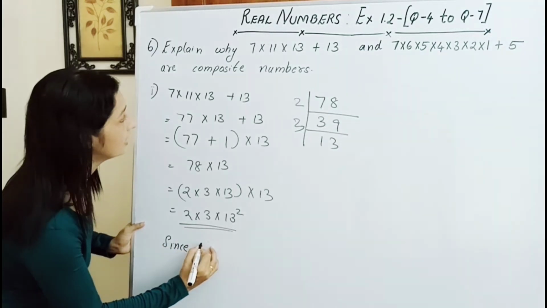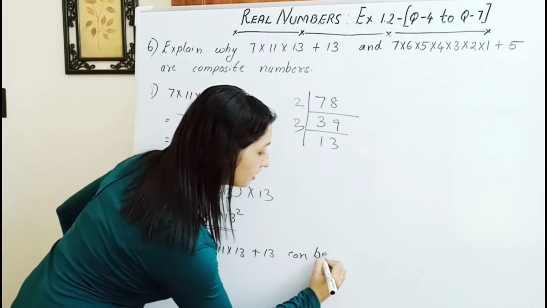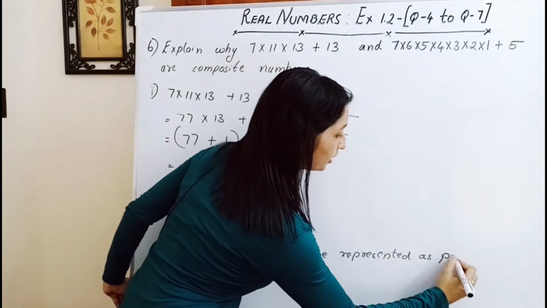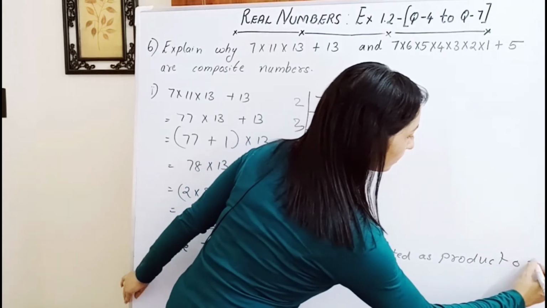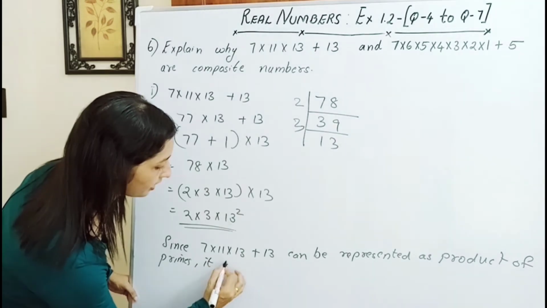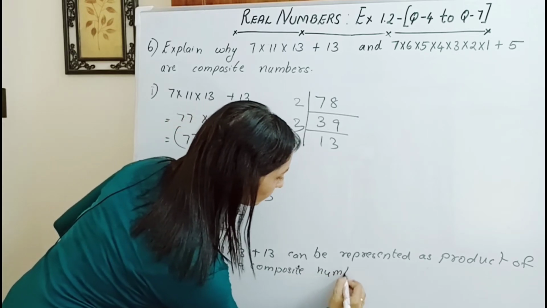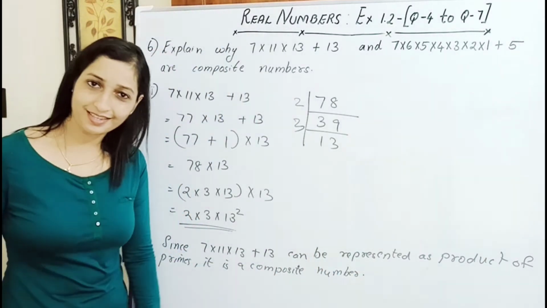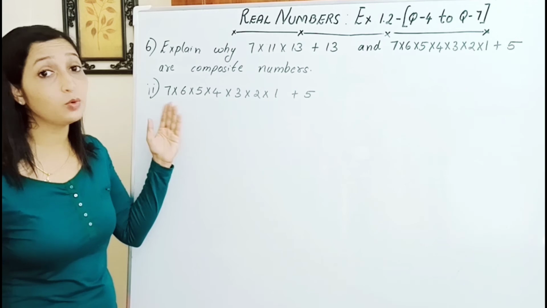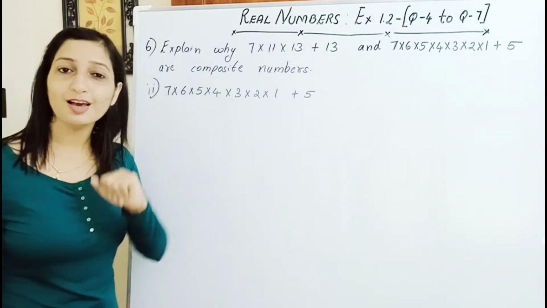Since 7 into 11 into 13 plus 13 can be represented as a product of primes, it is a composite number. Very easy, isn't it? Now let's move on to part 2. Now this is our part 2, which is: you need to explain why 7 into 6 into 5 into 4 into 3 into 2 into 1 plus 5 is a composite number.